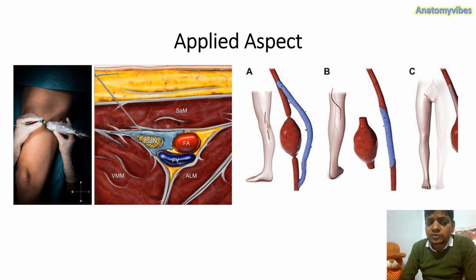Another is the subsartorial plexus block. In the medial compartment of the thigh, in the adductor canal region, in the roof just deep to the sartorius muscle, we can give an anesthetic block to block the subsartorial plexus, and surgery on the medial side of the thigh can be done with this local anesthetic block. So hope this is clear. This is usually done under ultrasound guidance nowadays.